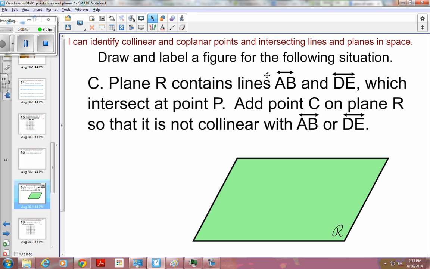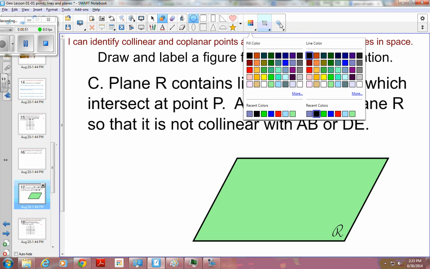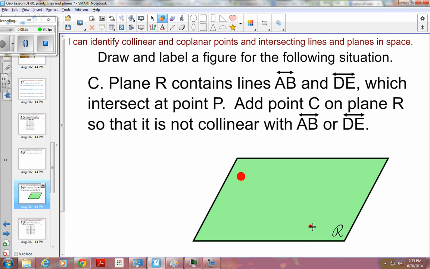Plane R contains lines AB and DE. Okay, so I need points A and B. So let me grab a point. Here's a point A. Here's a point B. Here's a point D, and there's a point C. There we go. So I've got my four points. And I need to label them. So here's A, and points are labeled with capital printed letters.